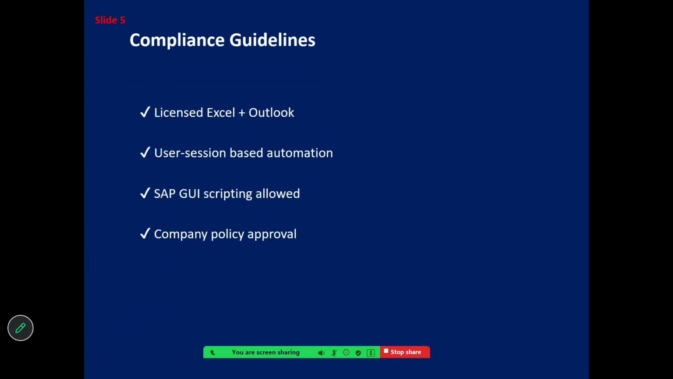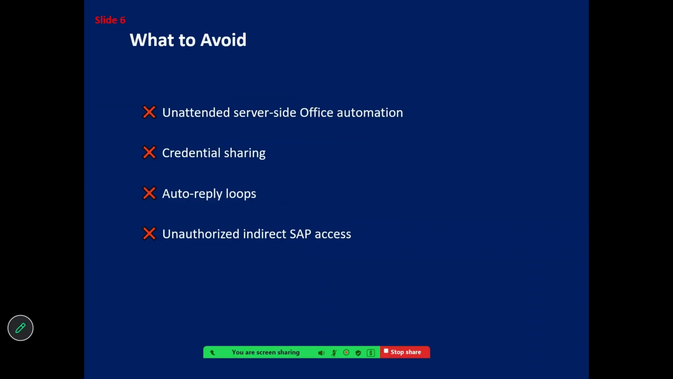Slide 5 Compliance Guidelines. Before implementing this, there are important guidelines. Use licensed Microsoft Excel and Outlook. Keep the automation running under your own logged-in session. Make sure SAP GUI Scripting is enabled. And always ensure your company policy allows this type of automation. This is important.